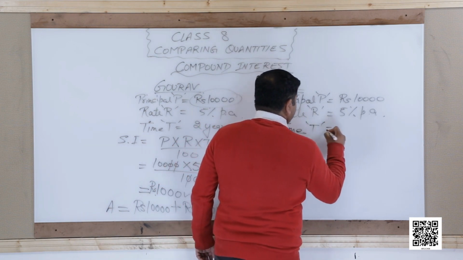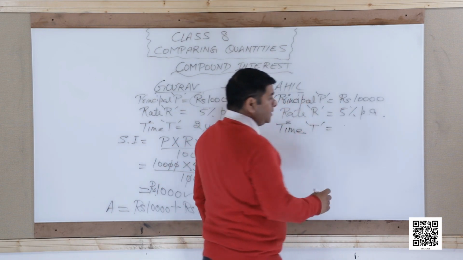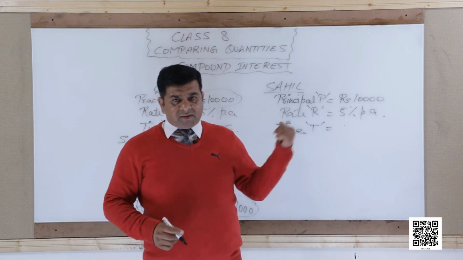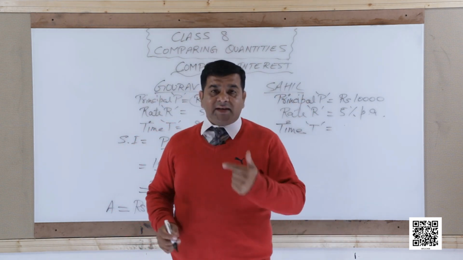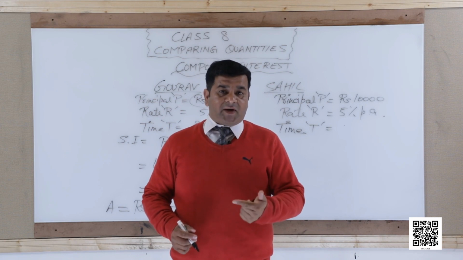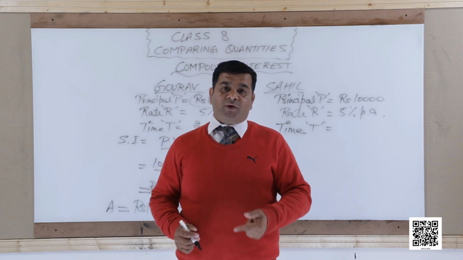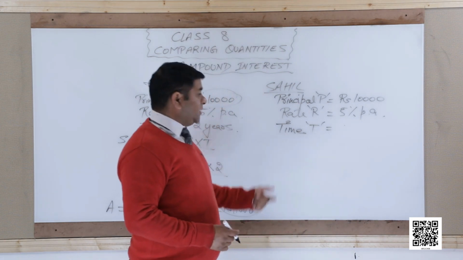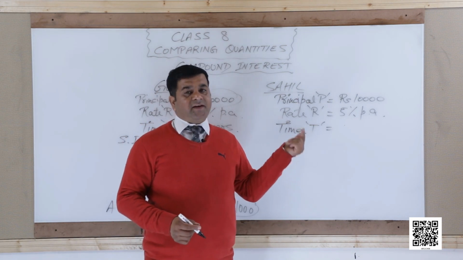And time T, again it was 2 years, but this bank, that is Sahil's bank, gave him interest compoundedly, that is the interest was compounded every year. Now let's see what difference does it make.